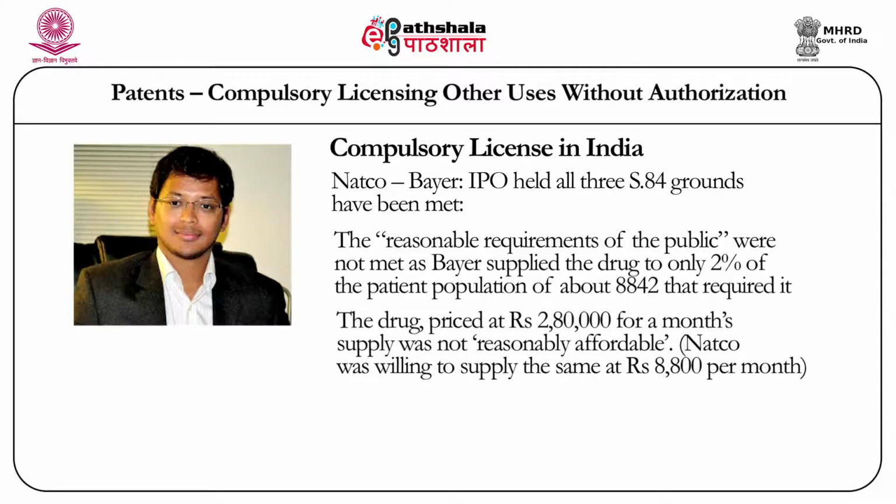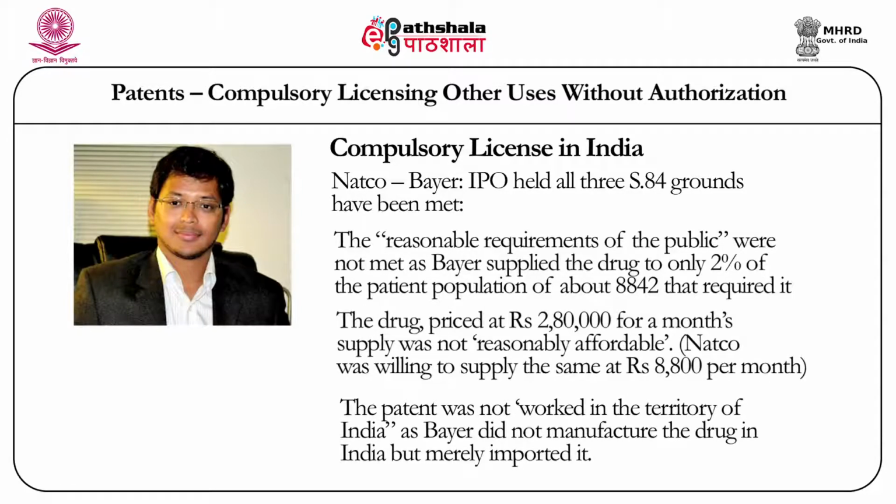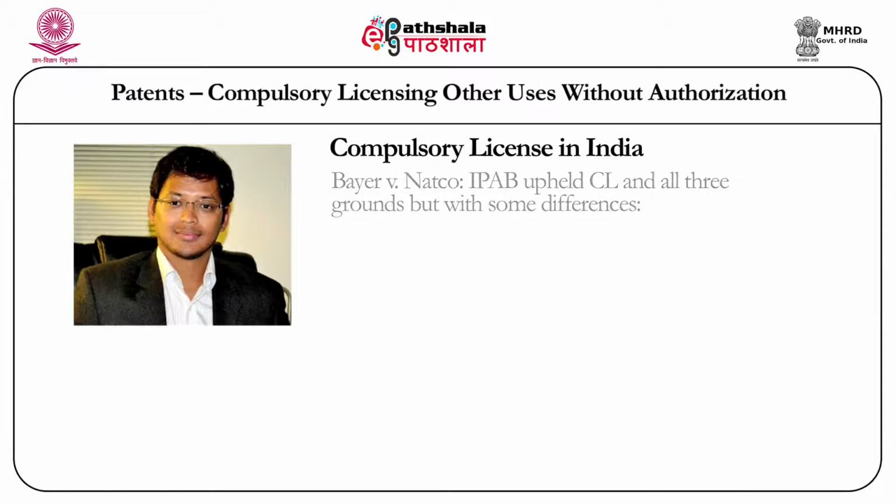It's relevant to note that Natco was willing to supply the same at rupees 8,800 per month. And thirdly, the patent was not worked in the territory of India, as Bayer did not manufacture the drug in India but merely imported it. Bayer took this in appeal to India's Specialized IP Tribunal, the IPAB, and on March 14, 2013, the IPAB upheld the license and confirmed all three grounds mentioned in the order of the patent controller, though there were some differences in how the decisions were reached.